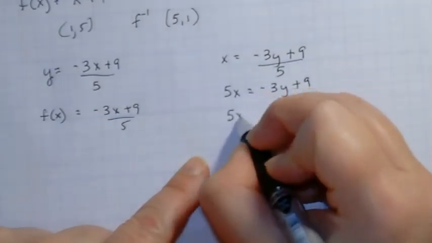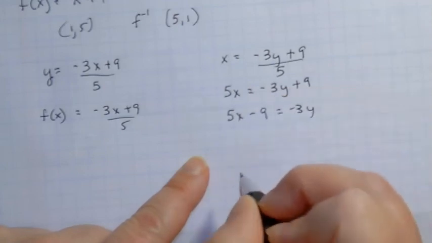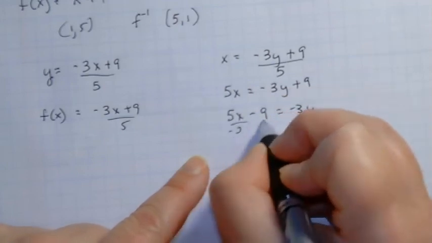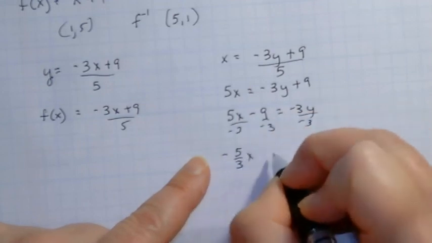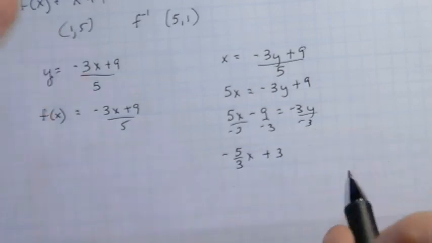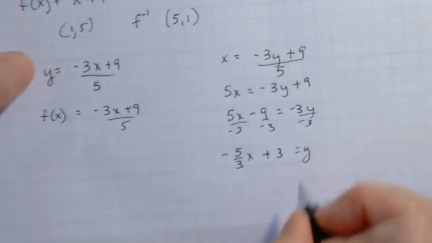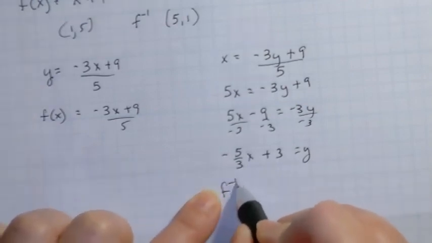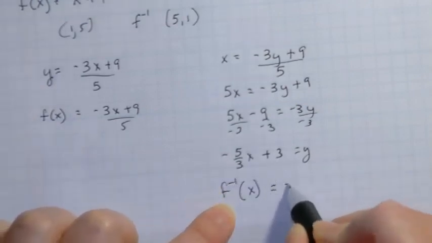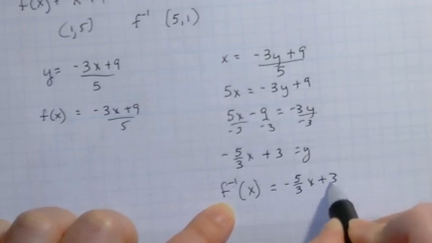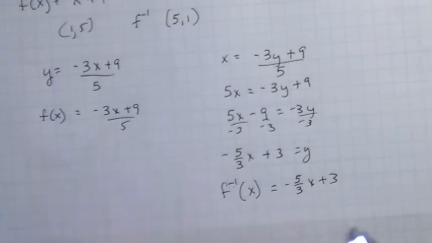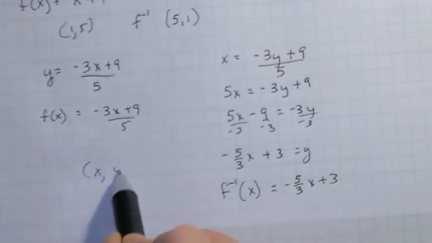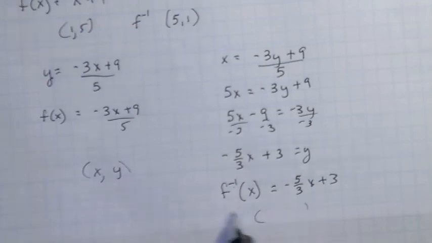Subtract 9 from both sides, and divide everything by negative 3. So I get negative 5/3 x plus 3 equals y. This is also a function, so I'm going to say the inverse of the function is negative 5/3 x plus 3. This means that whatever point I have on here, I'm just going to make this up, whatever point I have on here, x, y, well, those are going to be switched. And whatever that number is going to go here and here.